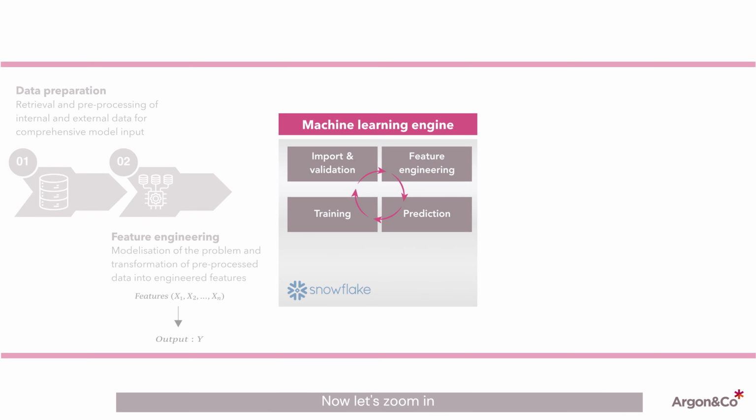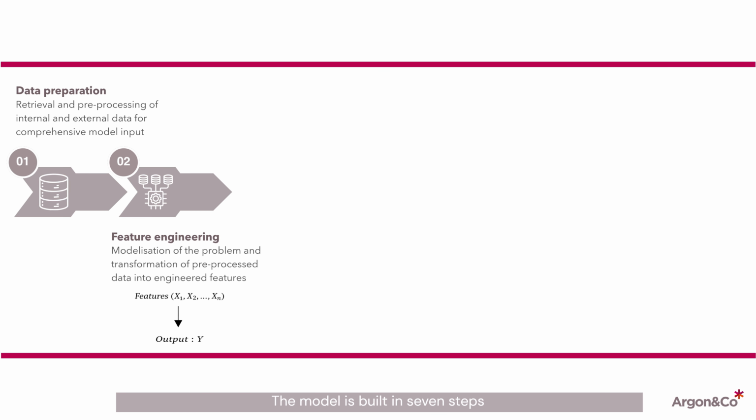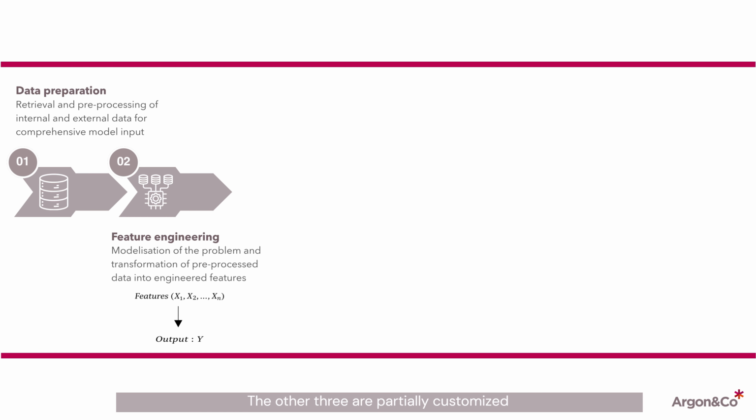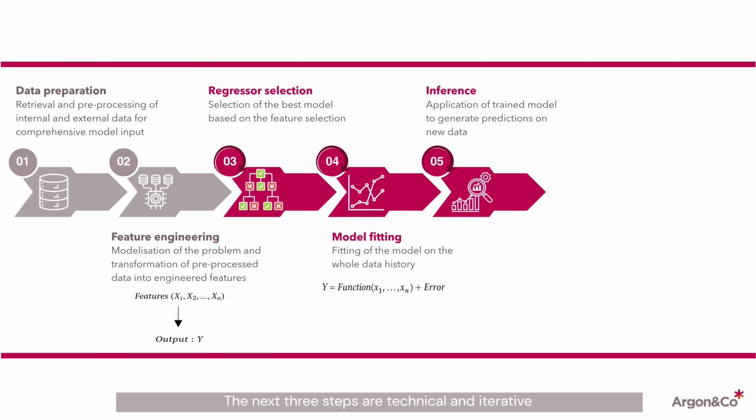Now let's zoom in. The model is built in 7 steps. 4 of those steps are fully customized to the company's data. The other 3 are partially customized, based on our experience with similar use cases. The first step is data collection and feature creation. A useful way to think about it is this: a data point might be something like a product size. A feature might be a binary variable, such as small or large, which lets the model test its correlation with monthly sales.